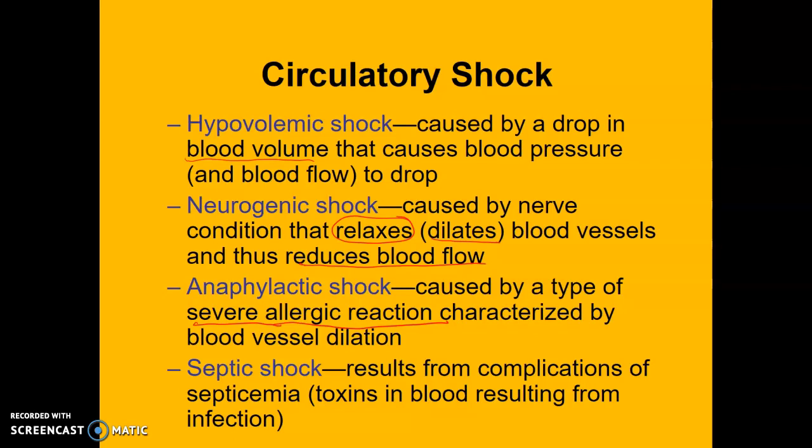Septic shock comes from something called septicemia. This is where blood toxins, usually as a consequence of infection, so a bacteria is making a toxin, or the bacteria themselves are toxic to the body. This leads to a drop in blood pressure again, and again, it complicates circulation.